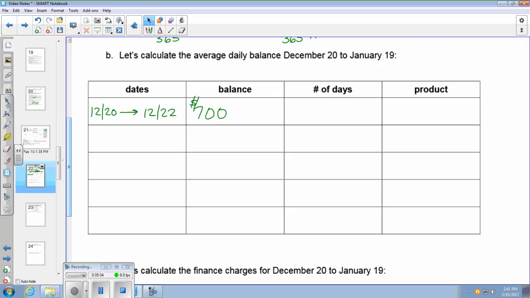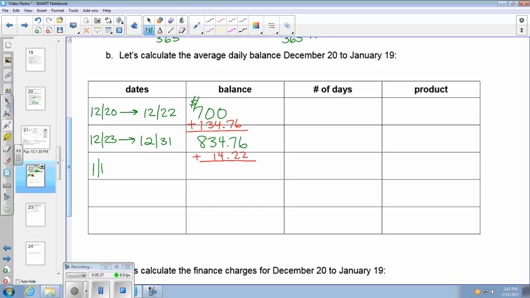And that's because on the 23rd, we made some more purchases. So on the 23rd, we bought $134.76 worth of goods, and that gives us a new balance of $834.76. And we carried that all the way through to December 31st. And that's because on January 1st, we did something else.